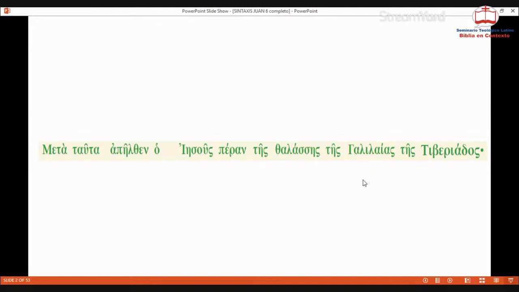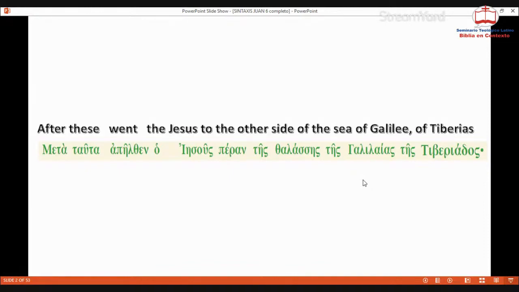So what we have here is μετά ταύτα απήλθεν ο Ιησούς πέραν της θαλάσσης της Γαλιλαίας της Τιβεριάδος. As we see here, the literal and textual translation is: after this went the Jesus to the other side of the Sea of Galilee, of Tiberias. You see that it doesn't make sense if we compare the sentence with the way we speak English. It looks crazy, right?